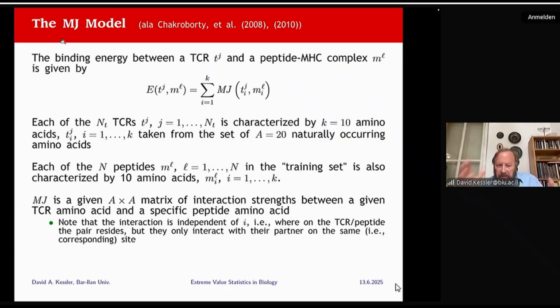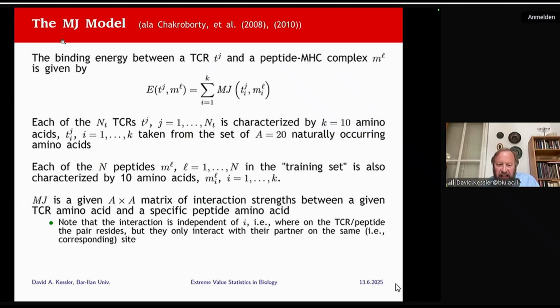So each of these N_T TCRs is characterized by K amino acids, K is 10 in our model, that's fairly correct, which are T super J sub I running from 1 to K, where K is 10, and they're taken from the set of 20 different naturally occurring amino acids. And then each of the N peptides, M_L, which are in the training set, the ones that the TCR is being exposed to, are also characterized, each one, by a set of 10 amino acids, M_L,I.